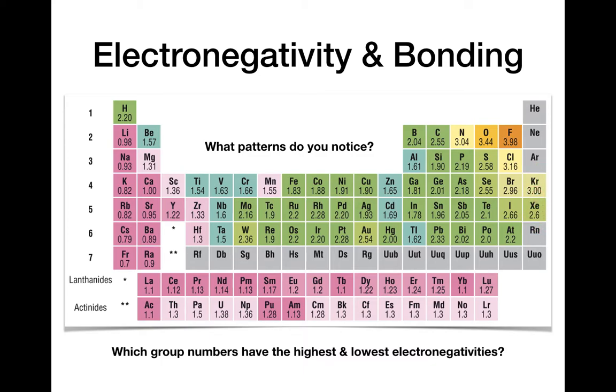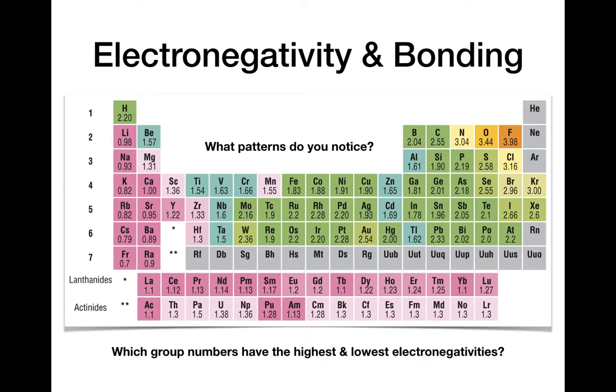I still chose this diagram so that it was very clear in other ways. Notice over here, the dark pink are very low, less than 1, most of them. Then the next ones are from about 1 to 1.5 or so. So which groups have the highest and lowest?